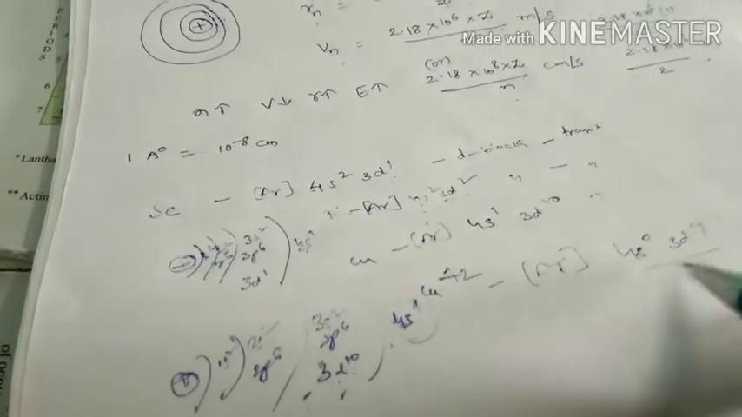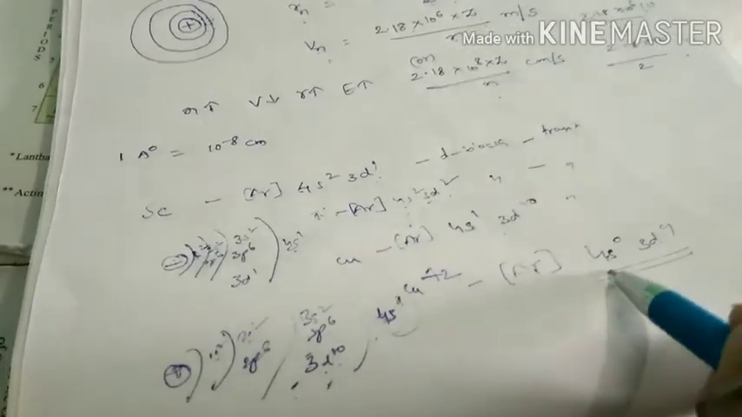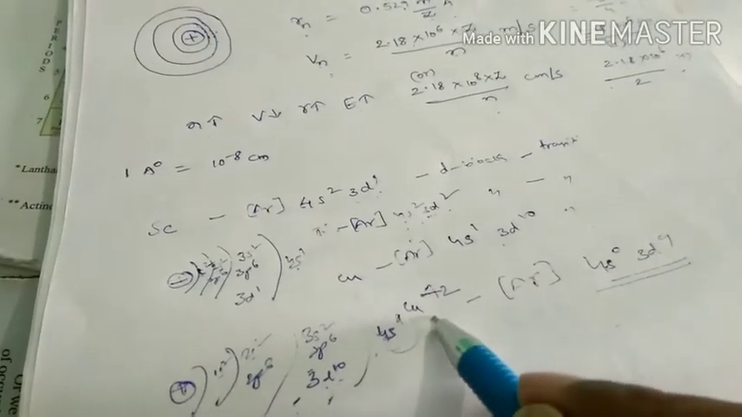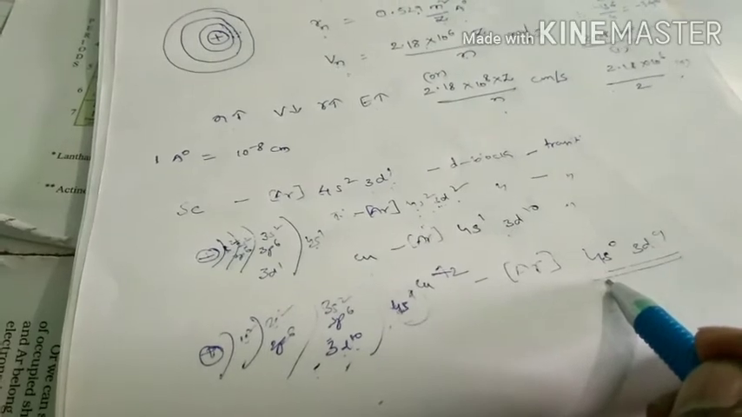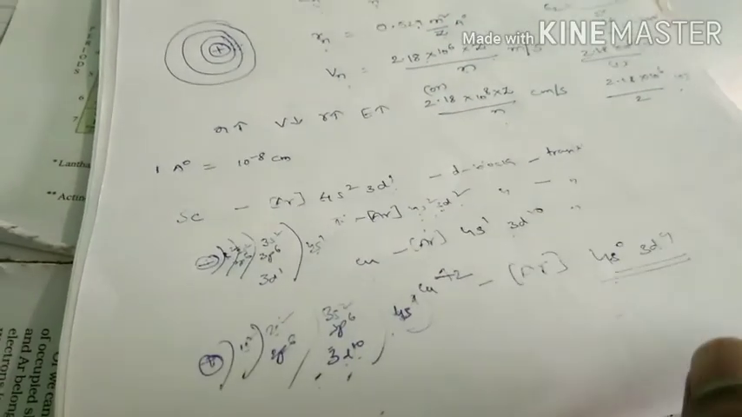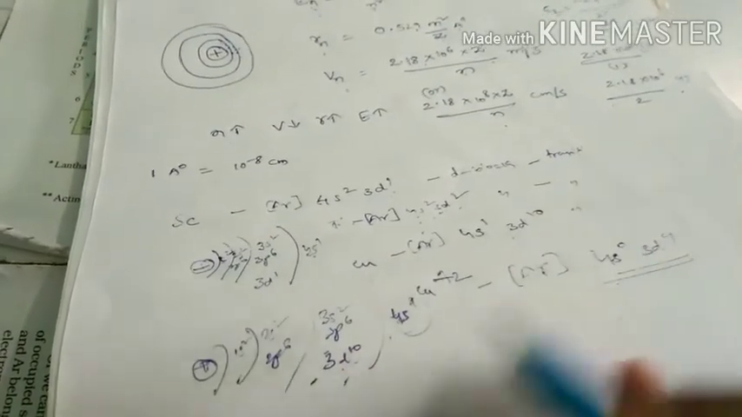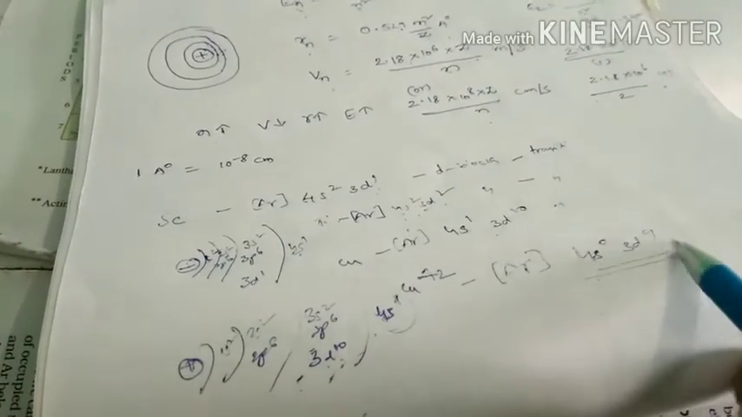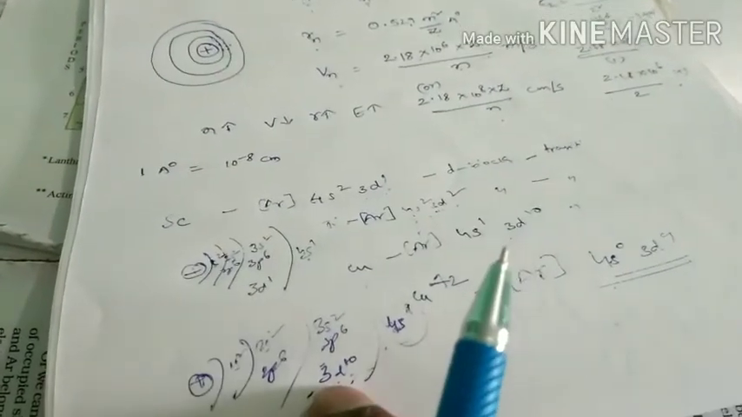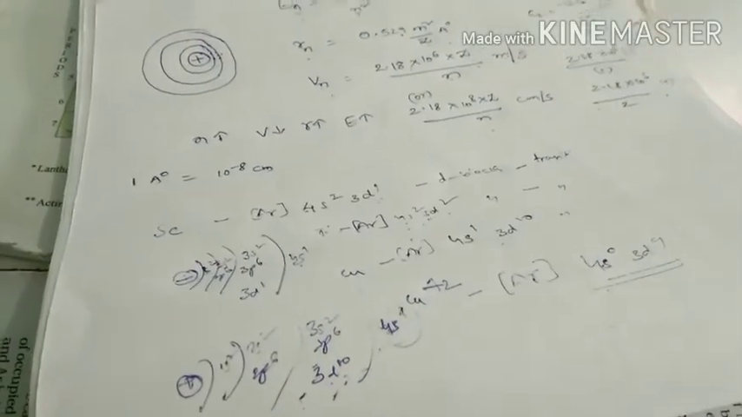So this is the electronic configuration for Cu2+. In this electronic configuration, copper acts as a transition element, because 3d10 becomes 3d9. That means 3d is incompletely filled. That means the penultimate shell is incompletely filled. So what is the point here?